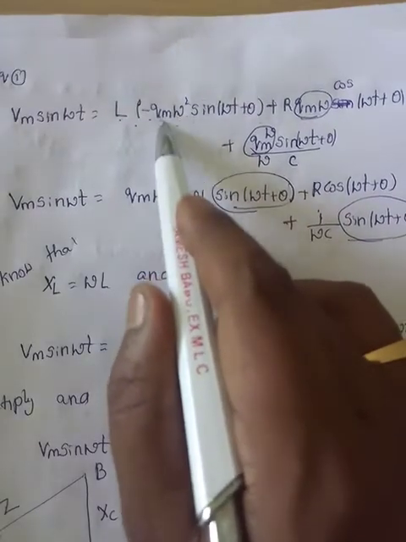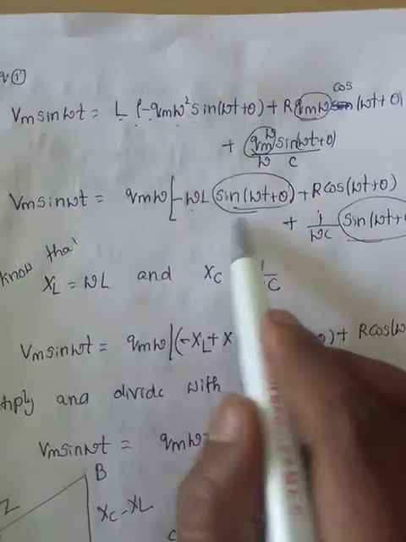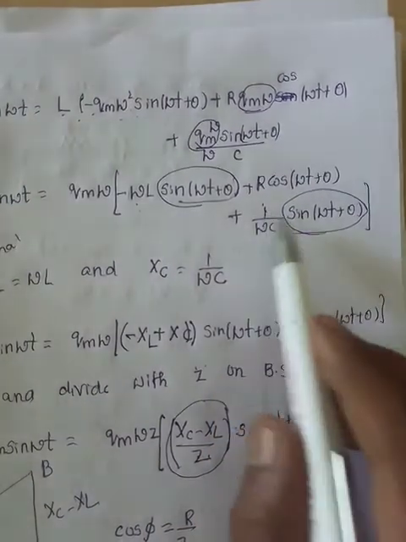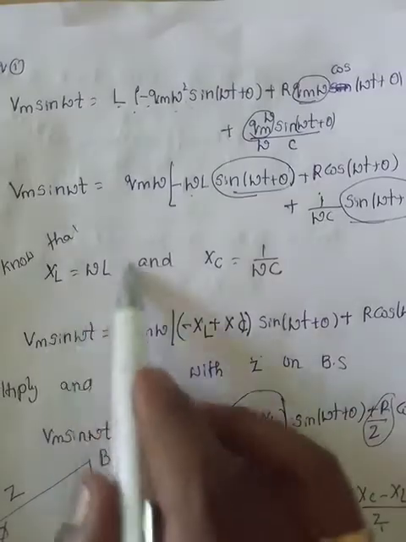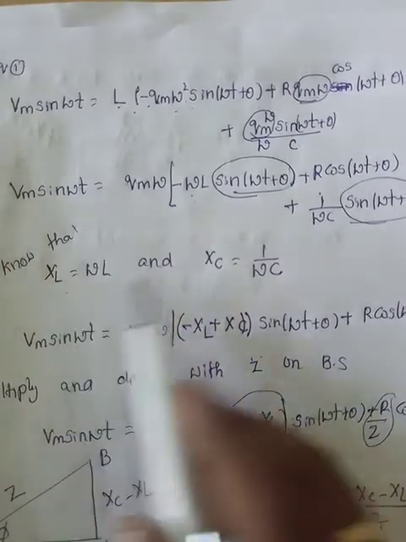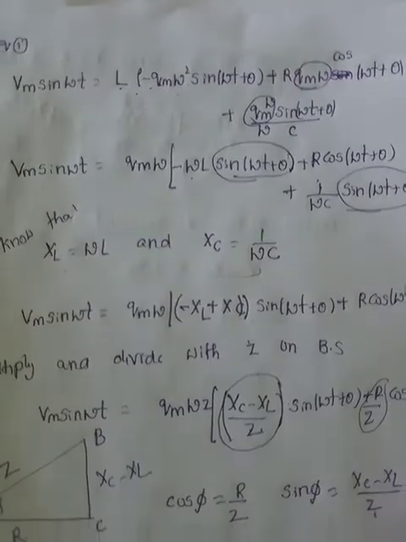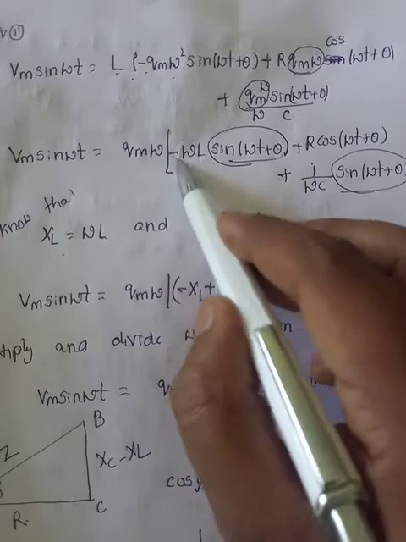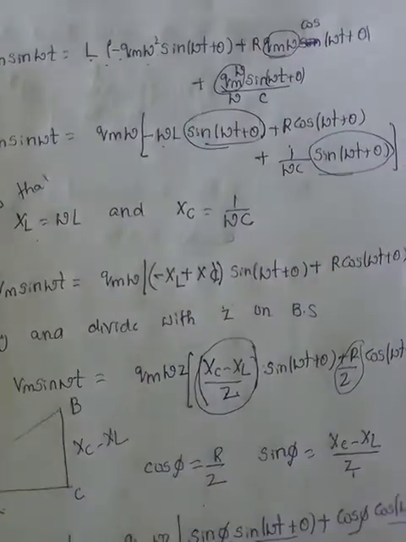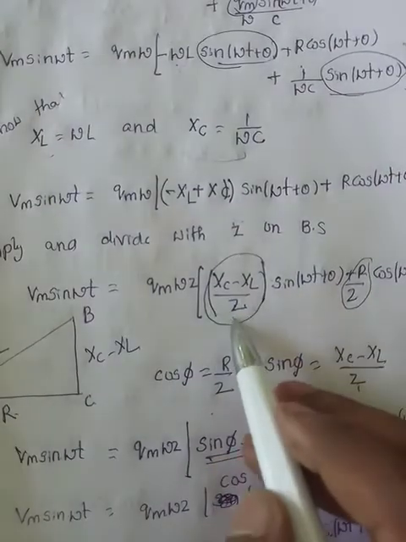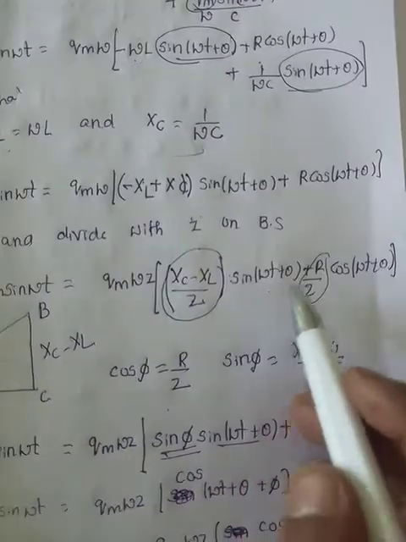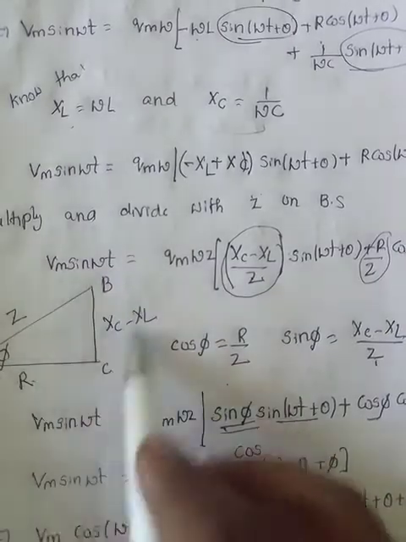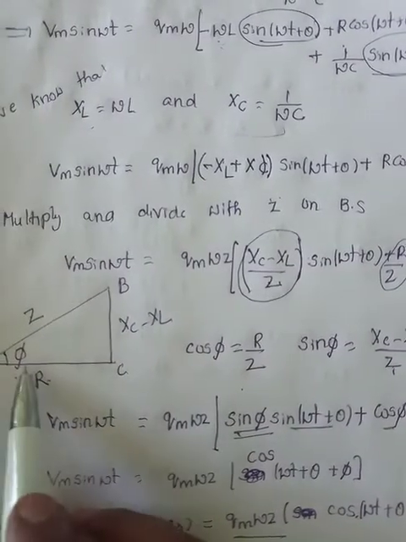Qm omega went outside, remaining: omega L minus 1 by omega C into sin of omega t plus theta, plus R cos of omega t plus theta. We know very well XL is the inductive reactance, that is equal to omega L, and XC is equal to 1 by omega C. Substituting the values here and taking the sine function as constant, we got XC minus XL by Z sin of omega t plus theta plus R by Z cos of omega t plus theta. If you take the phase diagram of this one, what do you get?